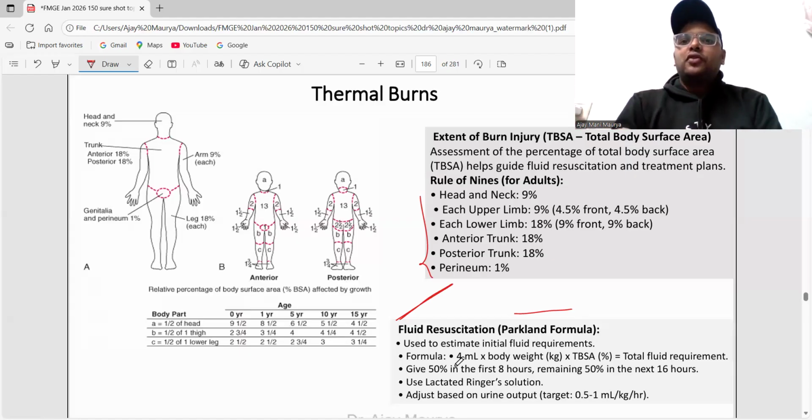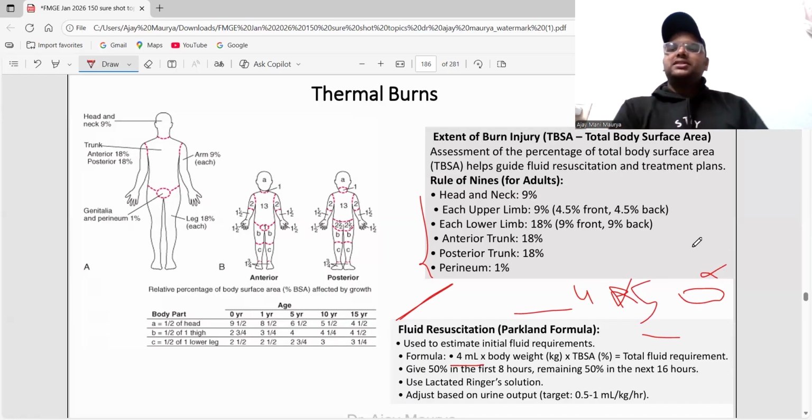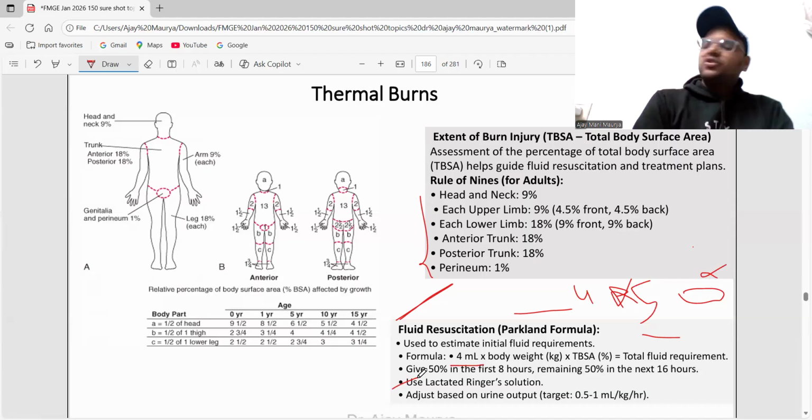What is the formula? It's 4 ml into body weight in kgs into total body surface area. So this is going to be the total fluid requirement. For example, 4 ml, body weight 50 kgs, and the total body surface is 36%. So this is the total fluid requirement. Give 50% in the first 8 hours and the remaining 50% in the next 8 hours. Use only Ringer's lactate solution and adjust based on the urine output.